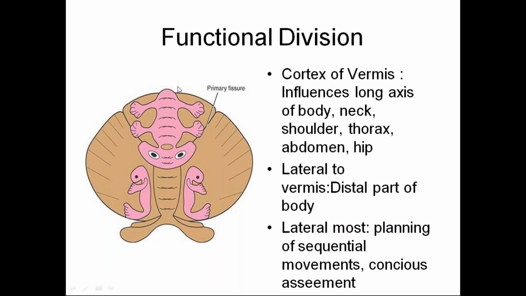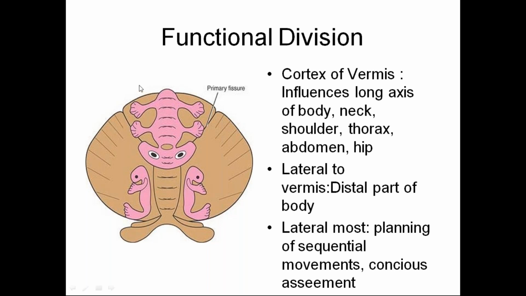Now, if we divide the cerebellum functionally: phylogenetically it has been divided into archicerebellum, paleocerebellum, and neocerebellum. Functionally, it has been divided into the vermian part, which is the midline. It influences the long axis of the body, that's the neck, shoulder, thorax, abdomen, hip. That is the vermian part. So any lesion in the vermis would be causing some defect in the midline part. Remember that. There will be some balancing mechanism which will be going haywire in the midline part.